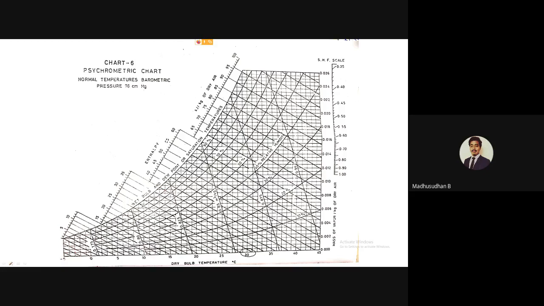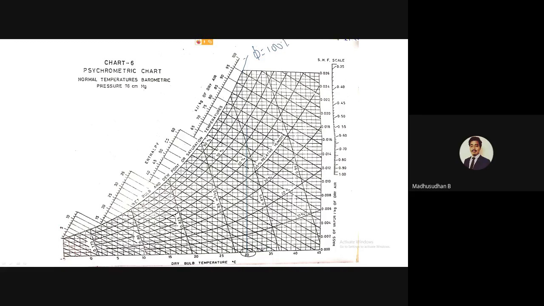So first and foremost, what you have to do is just draw a line like this, extending from 30 degrees Celsius. So this is the line extending from 30 degrees Celsius, correct? Now 30 degrees Celsius and 75% RH. Now where are the RH curves? See, these are the RH curves. This is the saturated RH curve where the RH value is 100%, okay? And it goes on decreasing: 90, 70, 50, 30, 20, 10 and so on.